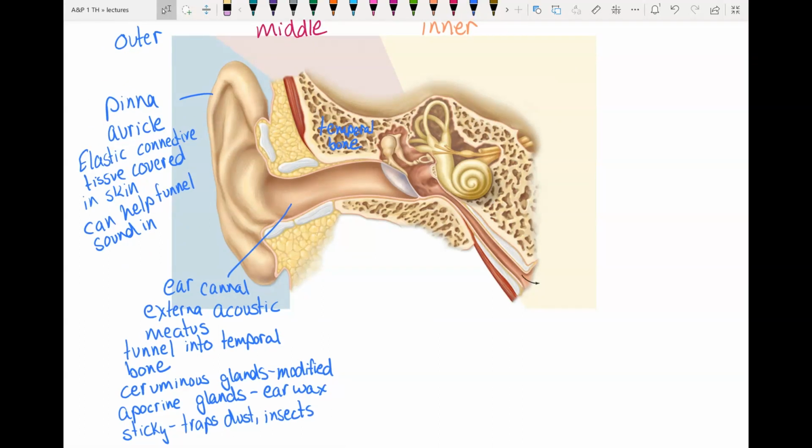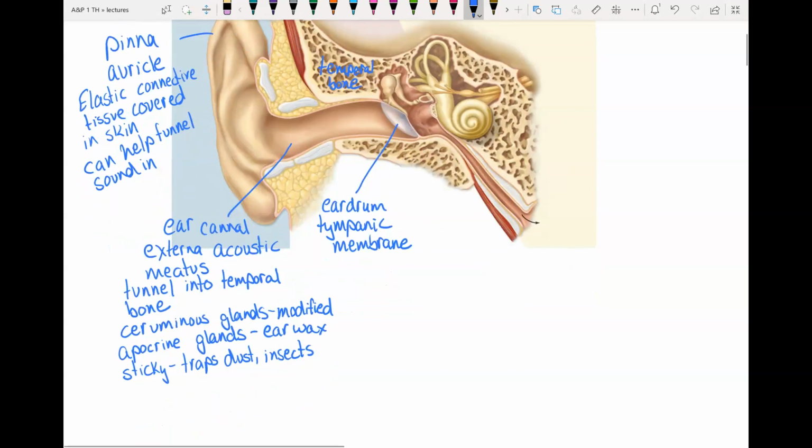Then the last part of the outer ear is the eardrum. This is also known as the tympanic membrane. So this creates a seal between the outer and middle ear. As long as it is intact and functioning right, water or air cannot get through. It is a tight seal. Nothing gets through there.